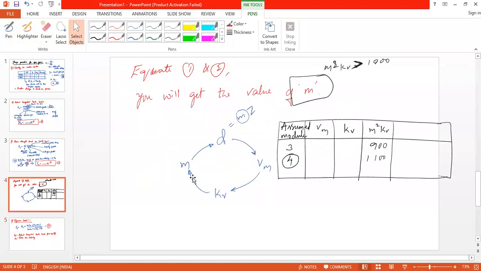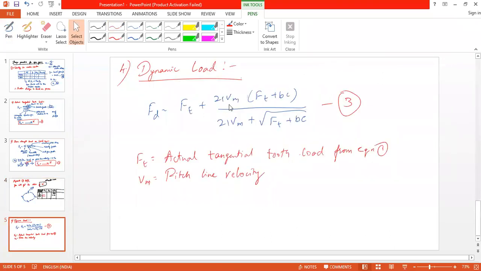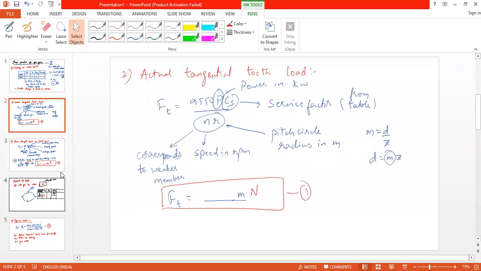This you will get from this table. Whatever value you get here will be Vm. And what is B? B is the face width that I have chosen here.